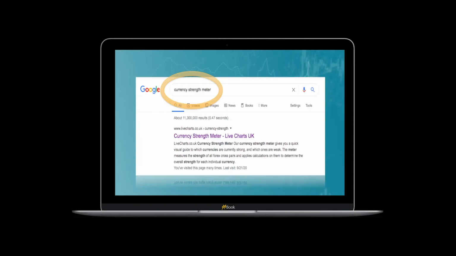We do this by utilizing a tool called a currency strength meter. If you type this into Google, you will find that there are many versions of a currency strength meter. Each has its advantages and disadvantages, and for the purpose of this video, we will illustrate 2 of them so that you know how to apply them within the Cash-Trap strategy.